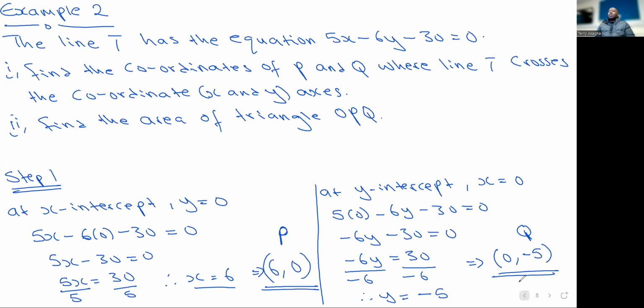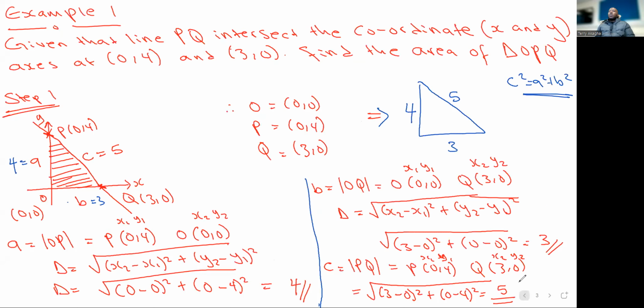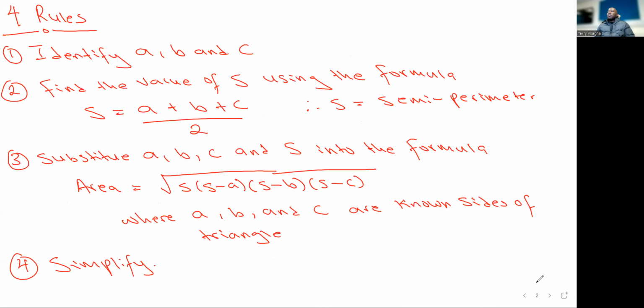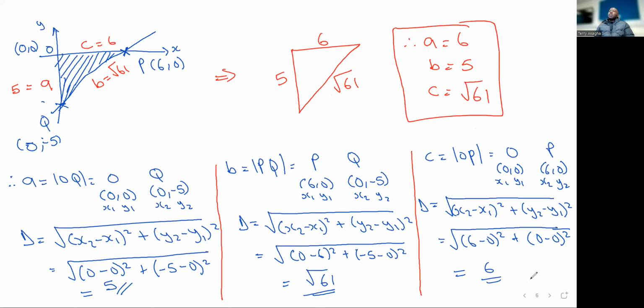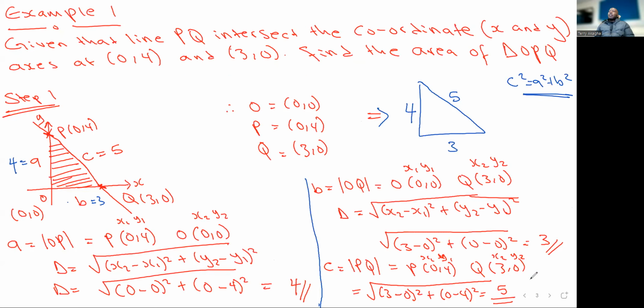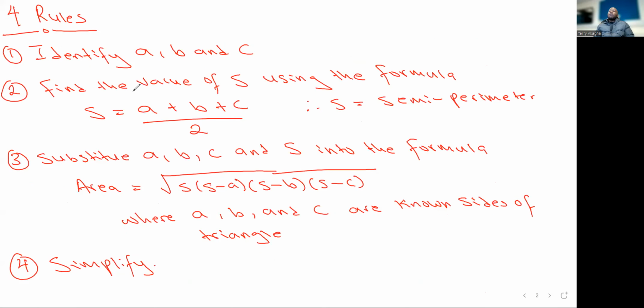So let's look at the rules. The first thing we're told to do is to identify A, B, C. So we've done that already. So we know our A to be equal to 6, our B is equal to 5, and our C is equal to square root of 61. So we've done that already, right? So what's the next step? The next step is that we then have to find the value of S using the formula. S is equal to A plus B plus C divided by 2.